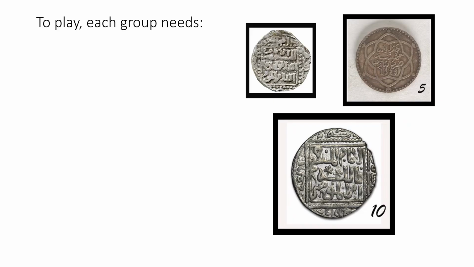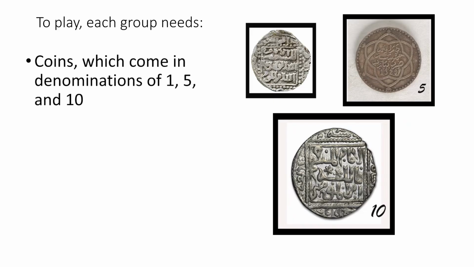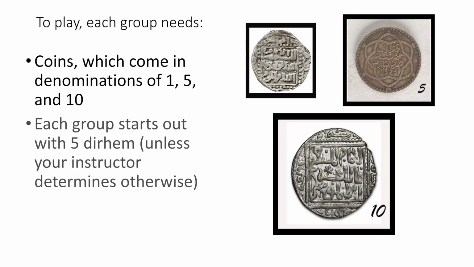To play, each group would also need coins. These come in denominations of 1s, 5s, and 10s. So a coin with a 1 or no marker on it is worth 1 coin, and 5 of those is equal to 5 coins. Each group starts out with 5 dirham, unless your instructor determines otherwise.